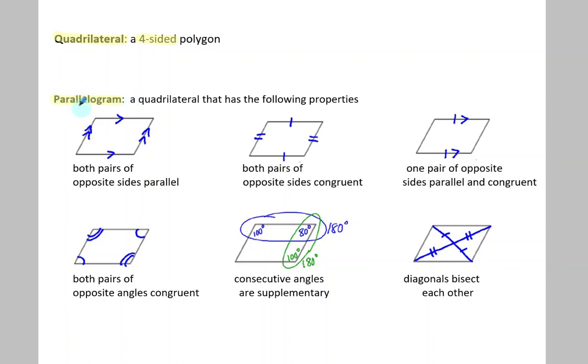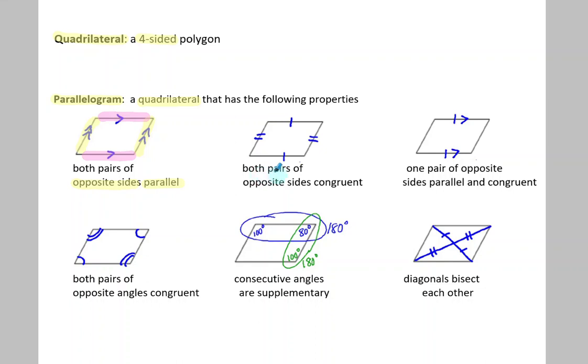And what is a parallelogram? Like the word has "parallel" in it, that is a quadrilateral that has the following special properties. Parallel sides is the first one that we think of. Both pairs of opposite sides are parallel. So we have the arrows that indicate that these sides are parallel and arrows that indicate these sides are parallel.